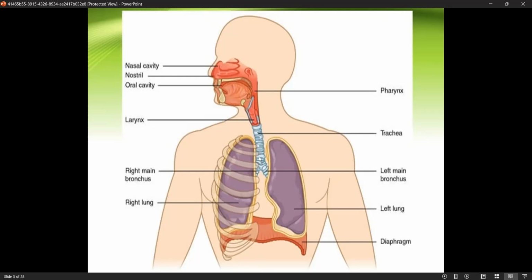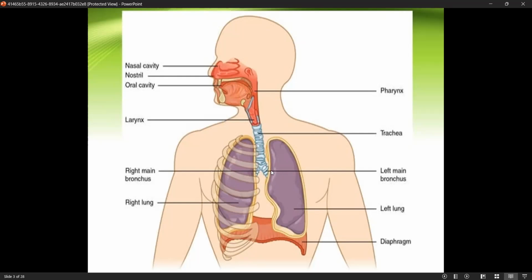Then the trachea is a strong, long pipe-like structure. It is divided into two: the left main bronchus and the right main bronchus. The bronchus enters into the lungs, each lung. There are two lungs here. Again it is divided into so many types like bronchi, bronchioles, primary bronchioles, secondary bronchioles, tertiary bronchioles, right? They enter into the lungs and are divided into so many parts.